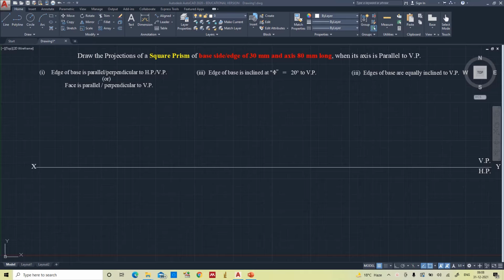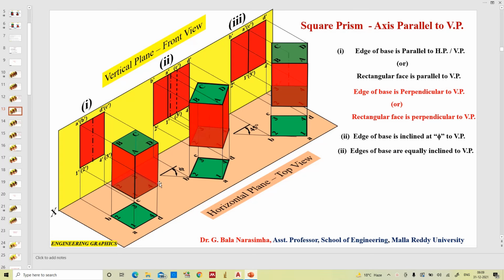Hello everyone. Now in this video you are going to learn how to draw the projections of a square prism when its axis is parallel to vertical plane and with certain conditions. So here you can see a square prism consists of two bases with four rectangular faces, and this is the upper base and this is the lower base, and four rectangular faces. You can see the axis of the prism is parallel to vertical plane.